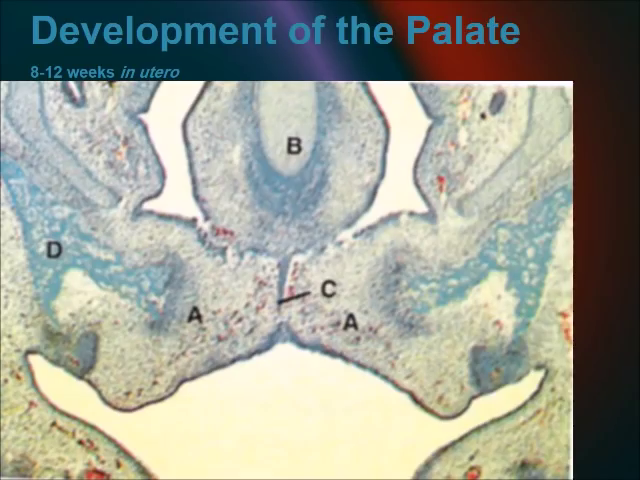In this image I can identify the nasal septum, the nasal cavity, the two nostrils, the oral cavity. C is the epithelial seam, the midline epithelial seam. A is the maxillary process, the palatal shelves, and D is the bone, the maxillary bone, palatal bone, and the maxillary bone of the maxilla.